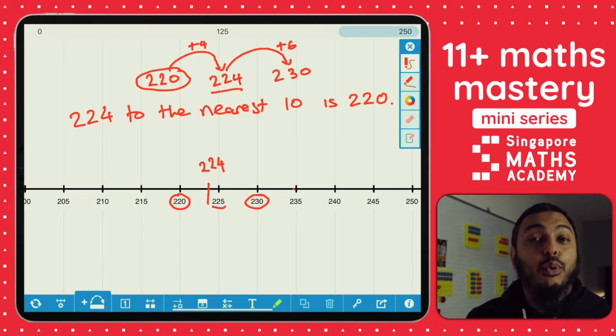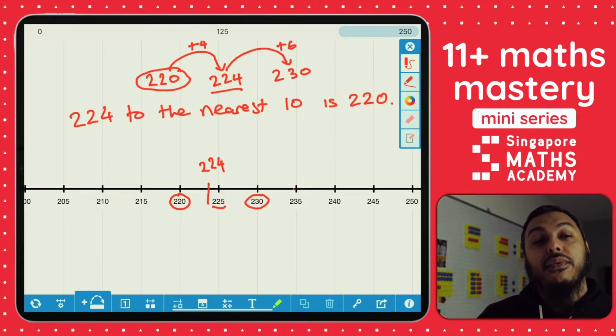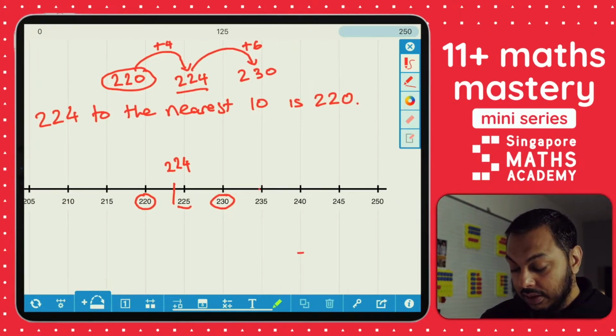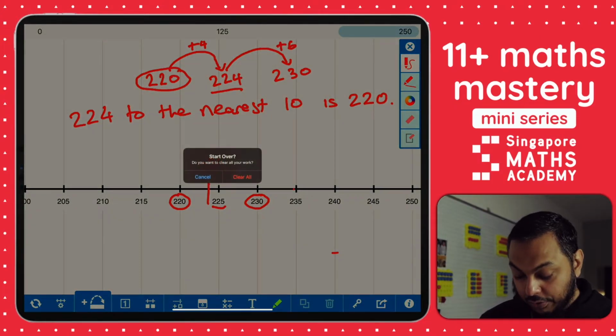Now, there is something we can hopefully notice about this: halfway between any two 10s is going to be 5 more than the lowest one and 5 less than the highest one, the largest value.